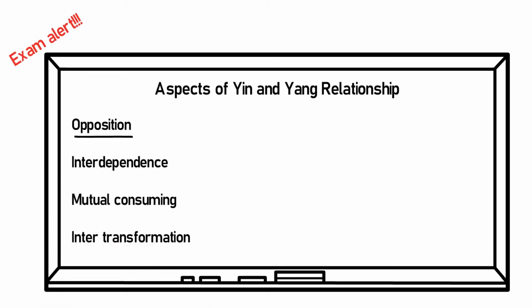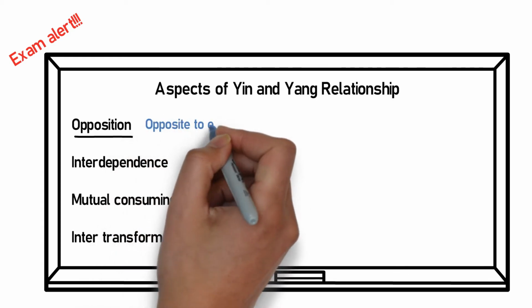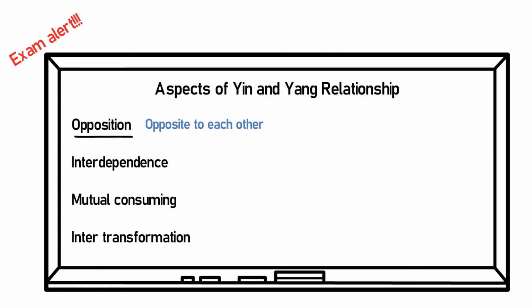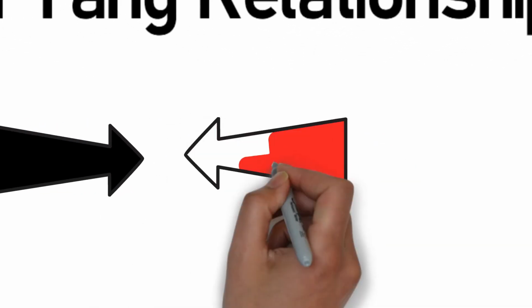Opposition. These represent the opposing forces of the universe, or opposing forces of Yin and Yang. For example, fire and water, energy and matter, excess or deficiency, acute and chronic. It is important to understand that the idea of opposition is also relative.